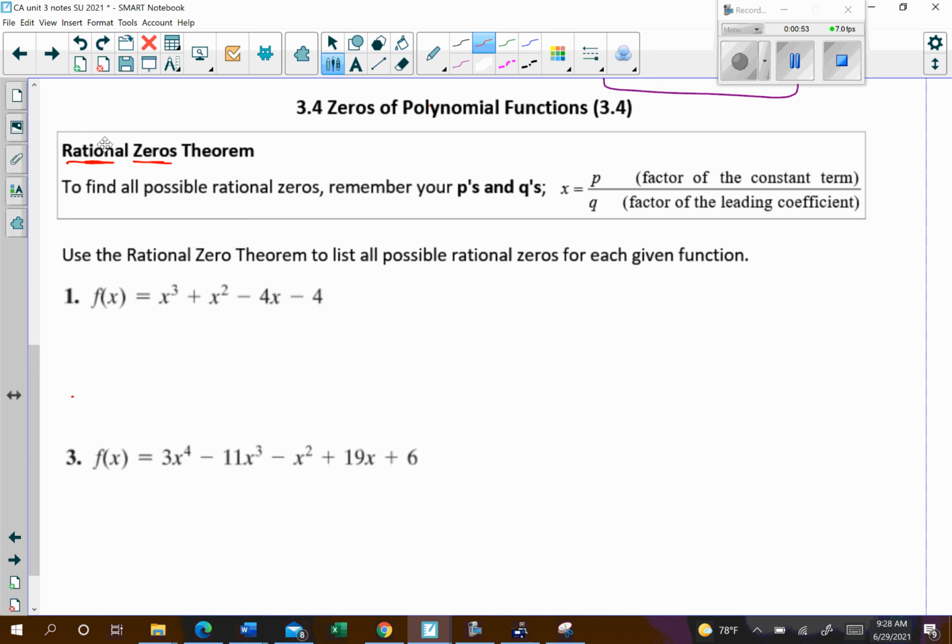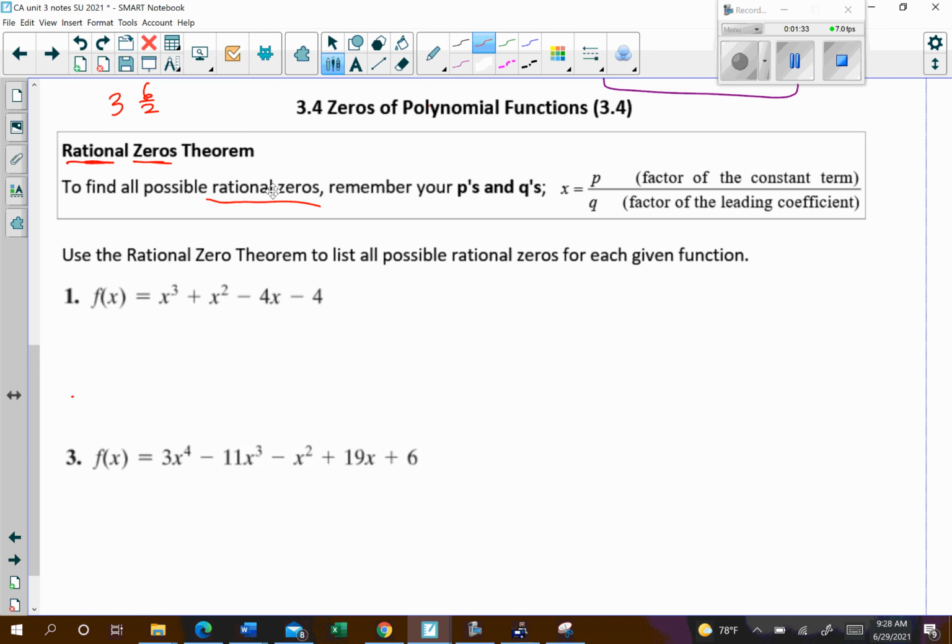And so rational is a fancy word for fractions. But even 3 could be considered a fraction because that's the same thing as 6 over 2. So the rational zero theorem basically includes whole numbers and fractions, okay? Some of our solutions, though, are actually going to have square roots, and so that would not be included in this theorem that we're about to look at, okay? So what this theorem does is it finds all possible rational zeros. Not all the zeros, only the rational ones, okay?